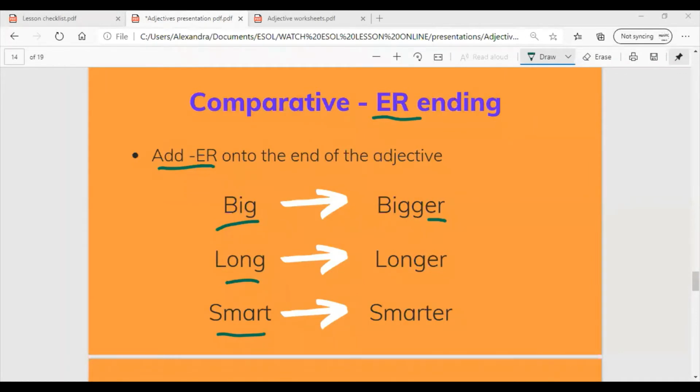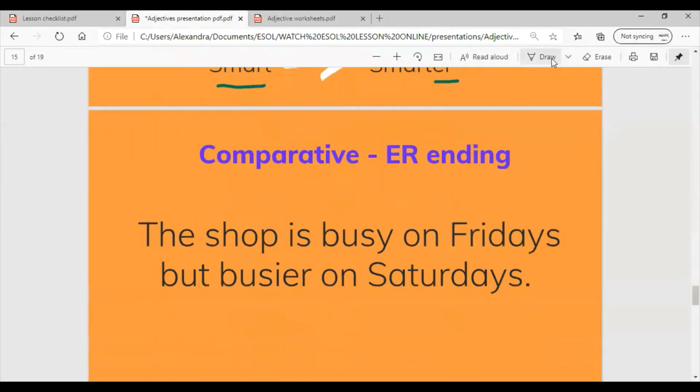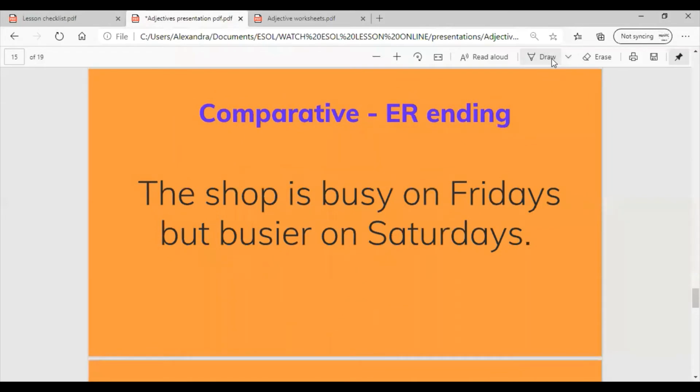Okay, so sorry guys, back to this. So comparative ER endings. So here we have our root words. We have big, long, and smart. And if you add the ER onto the end, we get our comparative adjective. So now, to understand how this ER changes the meaning of the adjective and adds more information to the sentence, we have an example sentence here to look at how that is done.